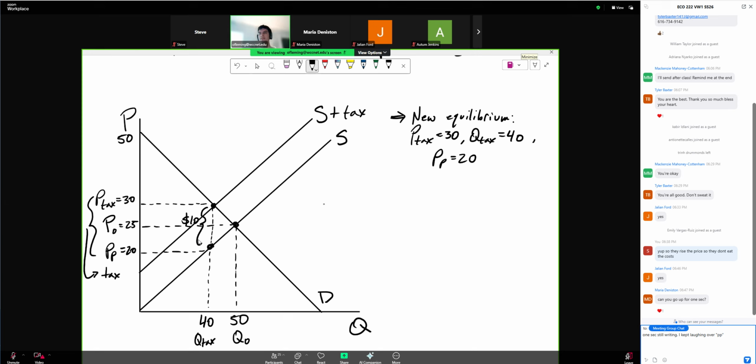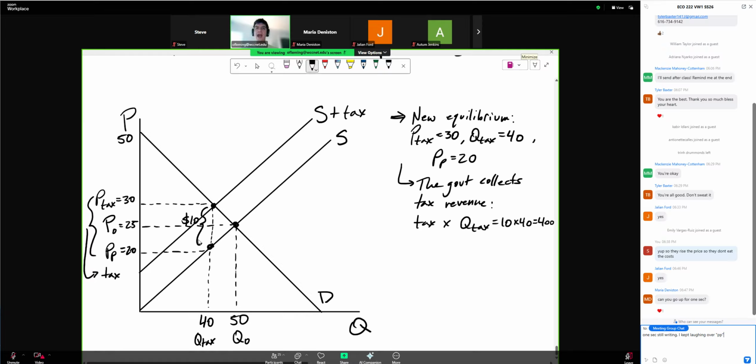Okay, now with this tax in place, the government is going to collect some tax revenue, and it is going to be equal to the per unit tax times however many units are sold. So the government is going to collect tax revenue equal to the tax times Q tax. In this case, the tax is $10, Q tax is 40, so the government tax revenue is $400.